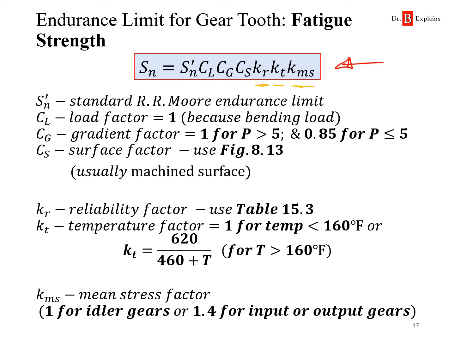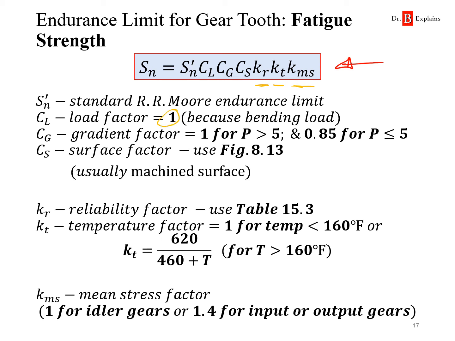So let's go one by one. The first one, Sn prime, is the same one as when we did the fatigue chapter. This is the standard R.R. Moore endurance limit. If you're working with metal, usually that's going to be 0.5, or 50%, of the Su, or the ultimate tensile strength. Next one is the CL, which is the loading factor. Because the gear teeth are loaded in bending, this is going to be equal to 1.